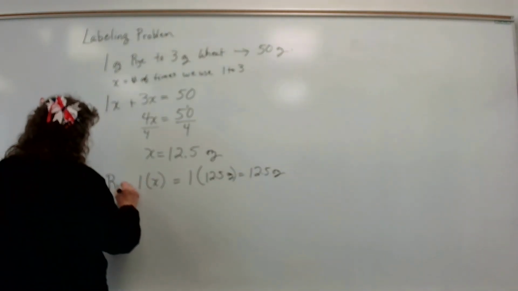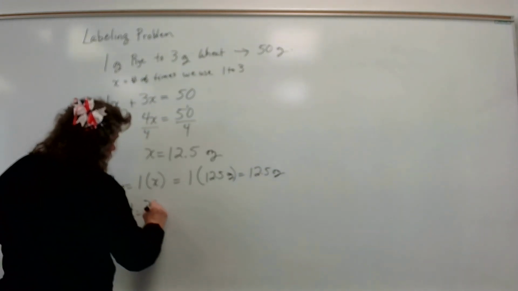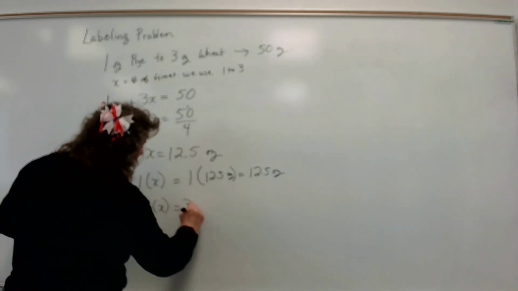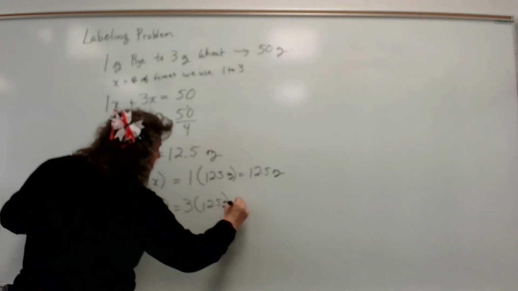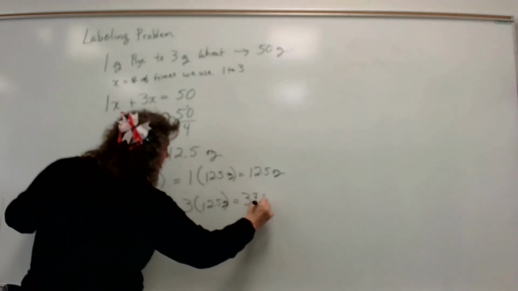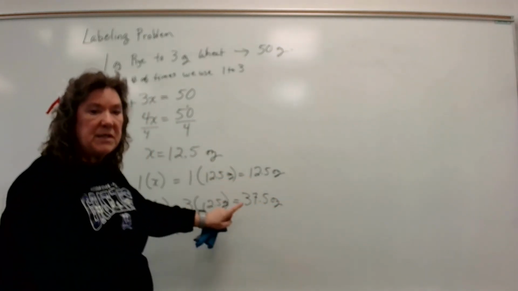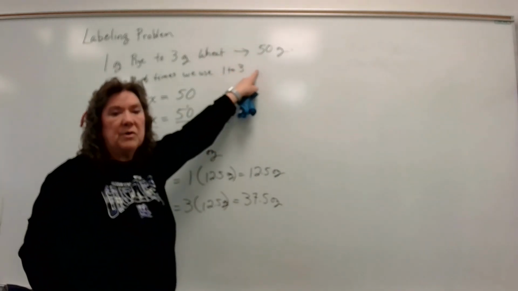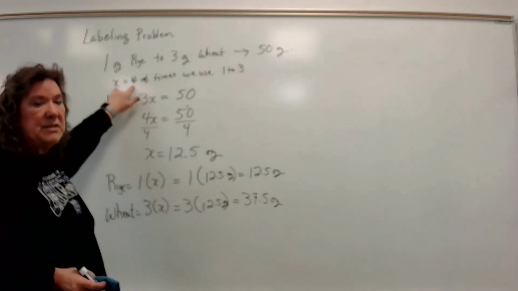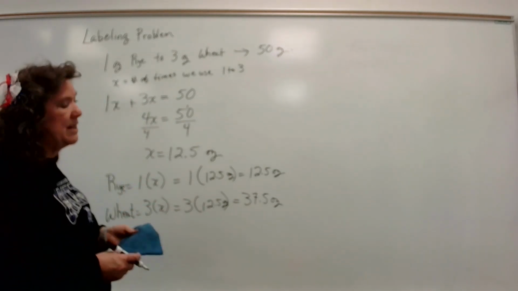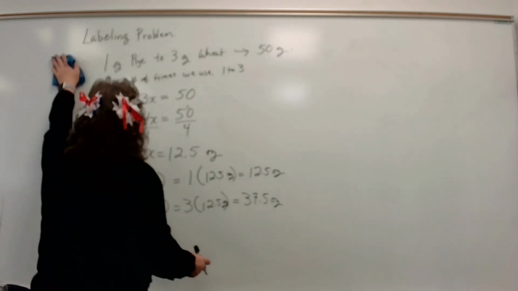My wheat flour was 3 times x, which is equal to 3 times 12.5 ounces, which gives you 37.5 ounces. So, 12.5 ounces plus 37.5 ounces is going to equal your 50-ounce loaf of bread. So you see how we used our variable to represent the number of times that we're going to take that recipe. Okay, now let's look at another labeling problem.